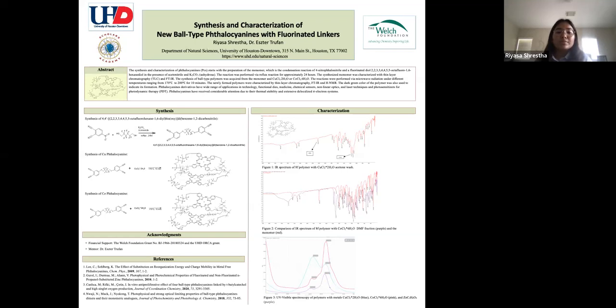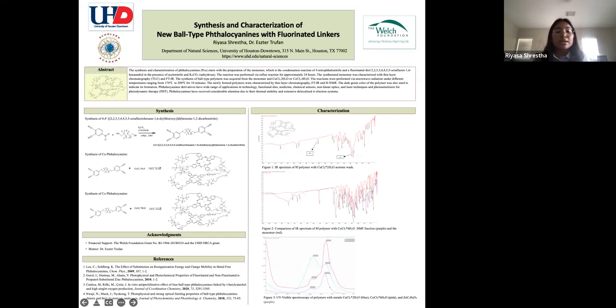The way I synthesized the ball type phthalocyanines in my research was a two-step process. The first was to make the monomer, and the second was to use the monomer to make the ball type phthalocyanine. Under synthesis, we can see the first reaction is to make the monomer, and the second is to use the monomer and the metal copper chloride to make the ball type phthalocyanine. The third is to use the monomer and cobalt chloride to make the ball type phthalocyanines. These were done in the microwave reactor.